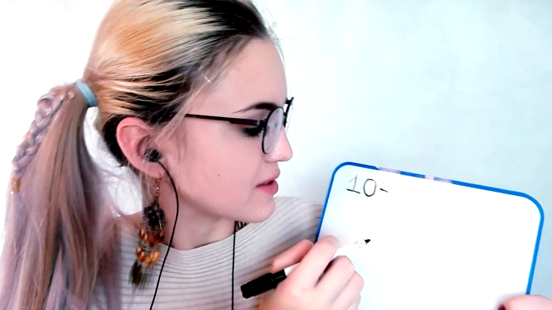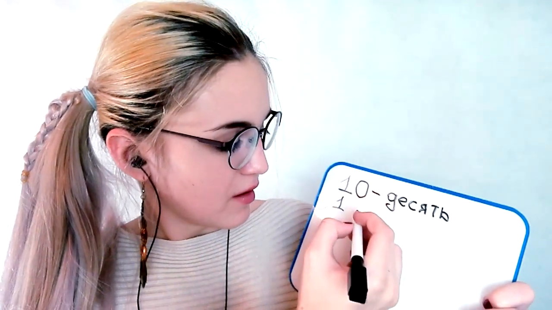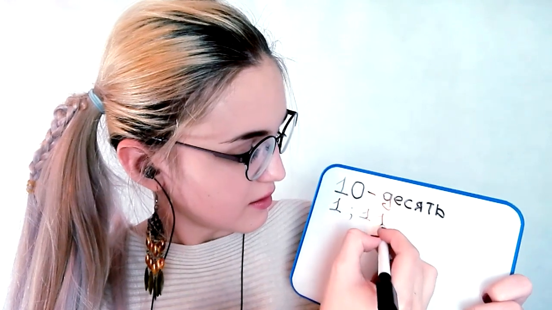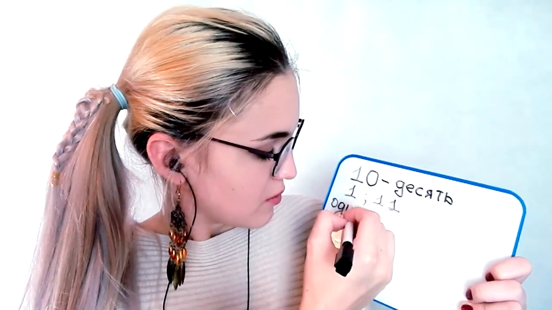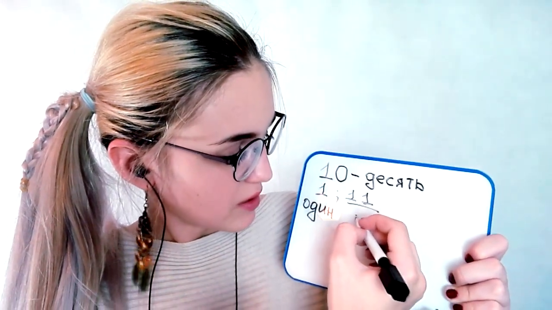Next number after 9 will be 10. It also has its own unique name. We can say it like this. Десять. Next numbers are going to be a little bit similar to the previous. For example, 1 and 11. This was written like this, and this can be written like this.